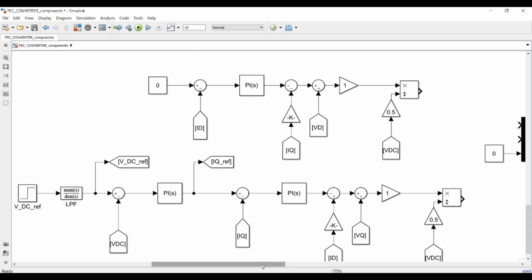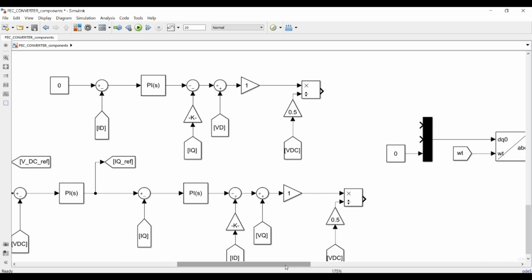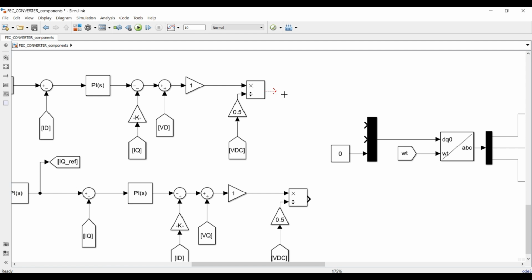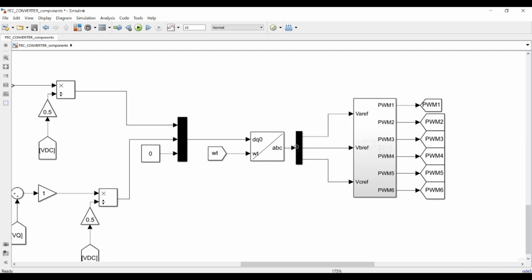Now we will be making them to the ABC. So for that already I have made a block. So this is VD, so I will be putting it over here, and this is VQ, so I will be putting it over here. So this is 0. This is the omega t that we have created from the unit vector generation. This is the DQ to ABC block, and after that this is the VA reference, VB reference, VC reference.